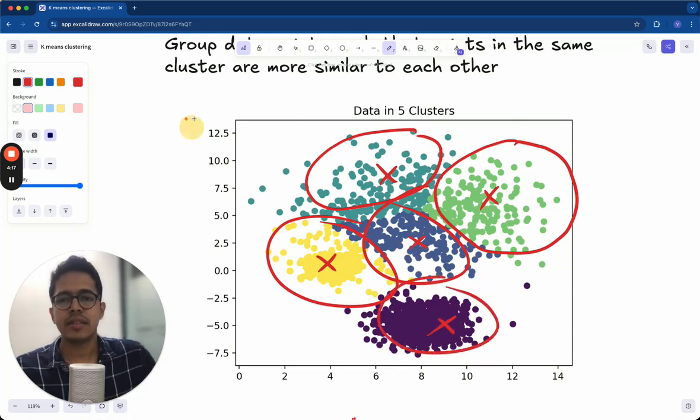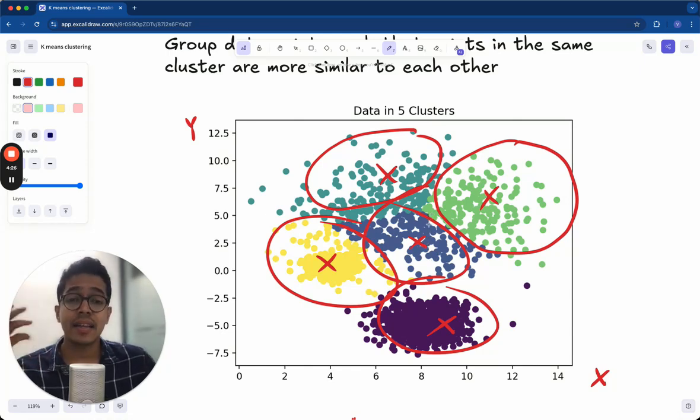And let's say this is feature Y, and this is feature X. Now we can say that there is a group of customers who have, in general, the highest value of feature Y, and they belong to this cluster. There is another set of customers who have the lowest value of feature Y, and they belong to this cluster.